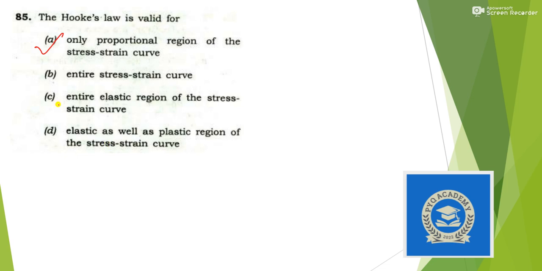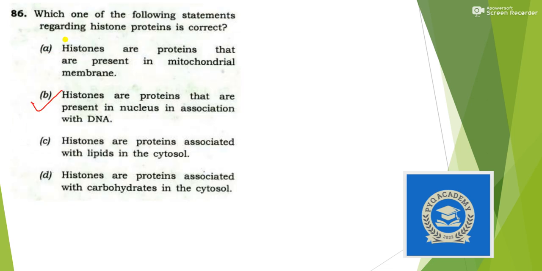Next is related to Hooke's law. Hooke's law is valid for only the proportional region of the stress strain curve. Yes, option A. Then, which of the following statements regarding histone protein is correct? Histone protein is present in the nucleus and is associated with DNA. So the answer is option B.